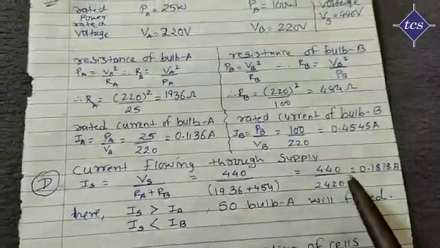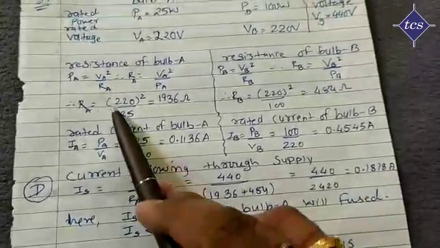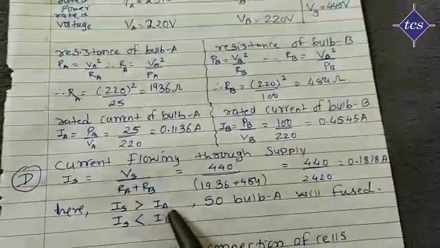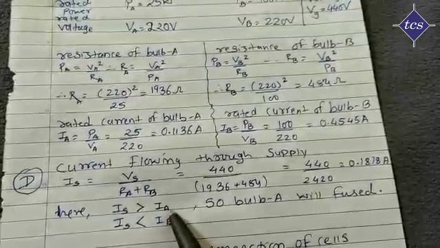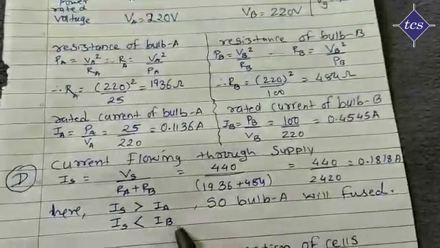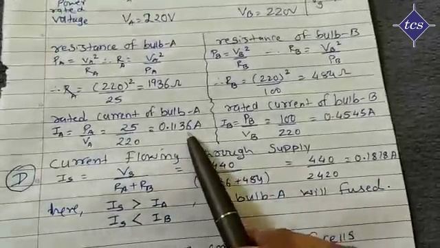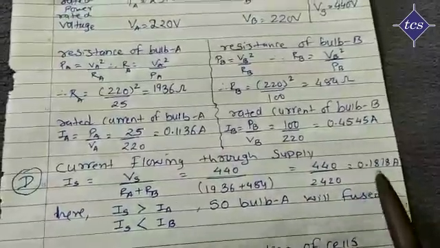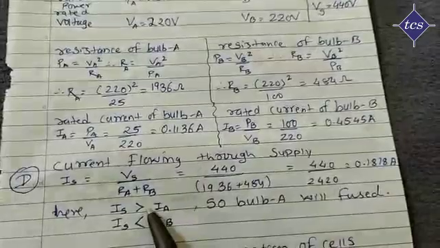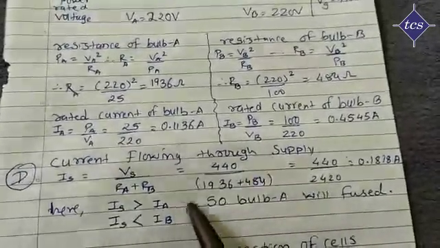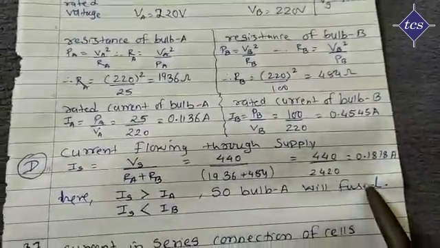So by comparing with IS, IA and IB, you can say that IS is greater than IA and IS is less than IB. Means bulb A's rated current is less compared to the current flowing from the supply. So due to the high current, the filament of the bulb will heat up and melt. So bulb A will fuse. So the correct option will be D.